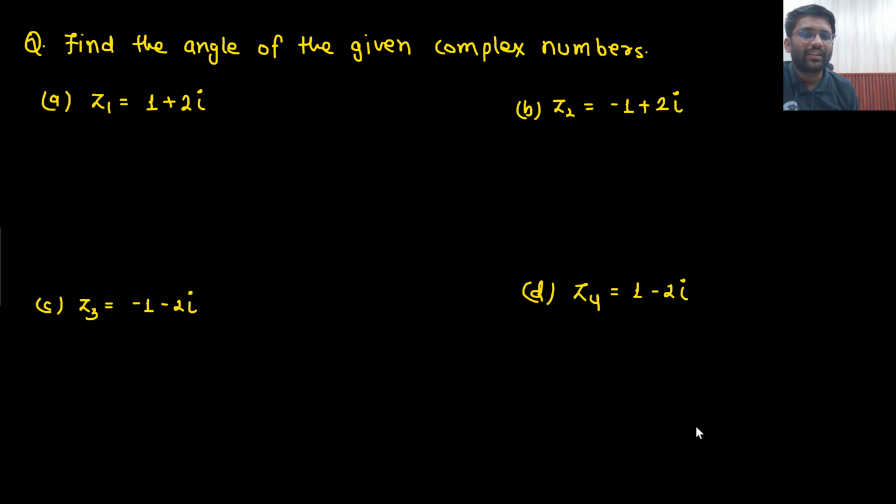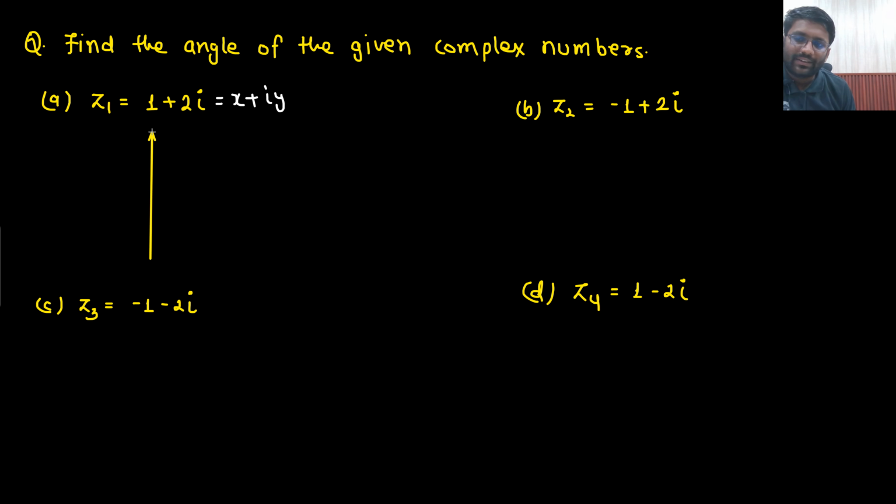Now, sir, I don't know anything about complex numbers. No need to worry. The only thing you need to know is that this value is known as the x-axis value and this value is known as the y-axis value. Basically, you need to treat this complex number as x + iy. This is your x-axis value, this is your y-axis value. You need to find out the angle.